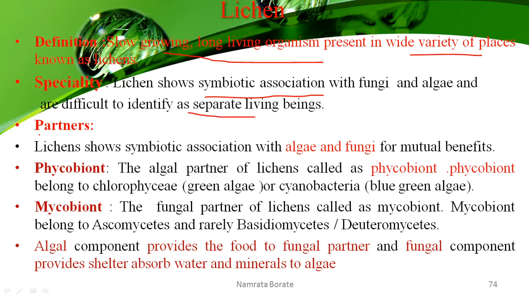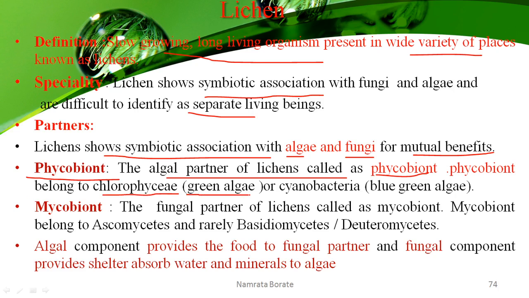In the lichen there is a presence of these partners, that is the algal partner and the fungal partner. That is, lichen shows a symbiotic association of algae and fungi. Both are mutually benefited with each other. The first one we see is the phycobiont. The algal partner of lichen is called the phycobiont. The phycobionts belong to Chlorophyceae, that's green algae, and or cyanobacteria, that's blue-green algae.